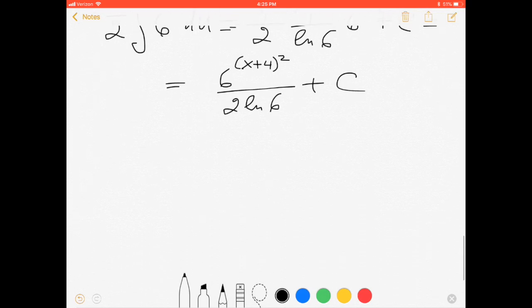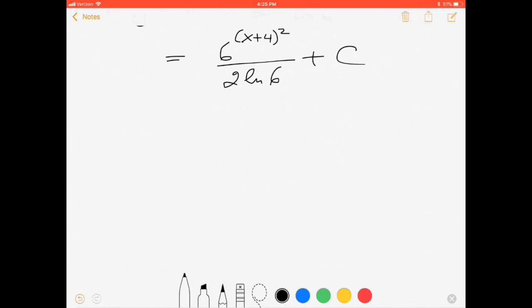Okay. One more example for integration. Number 80. I have the integral from -4 to 4 of 3 to the power x over 4, dx.